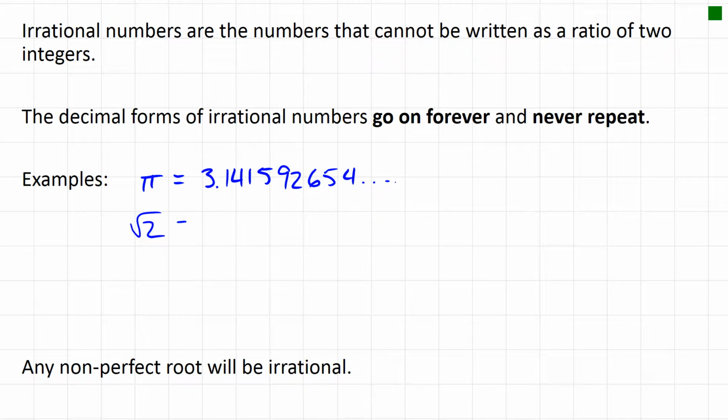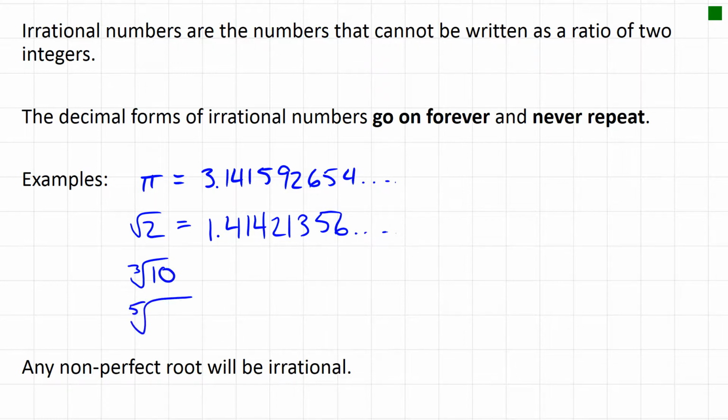Another example of that is the square root of 2. Square root of 2 is 1.41421356, and on and on and on. And we could do this with the cubed root of 10 and the fifth root of 20. All of these are imperfect roots, and any imperfect root will be irrational.